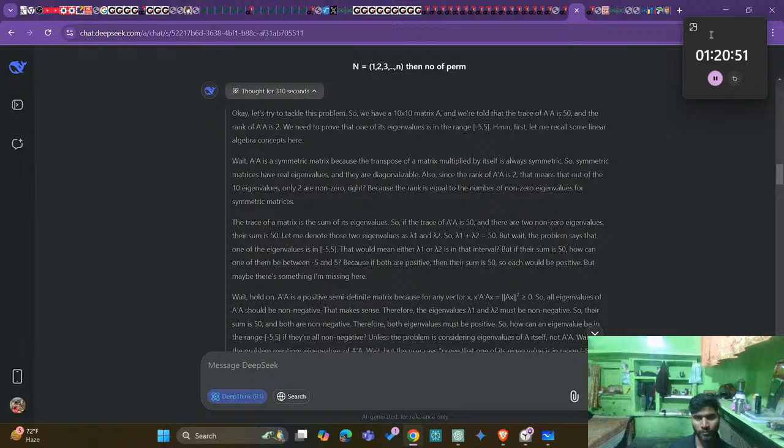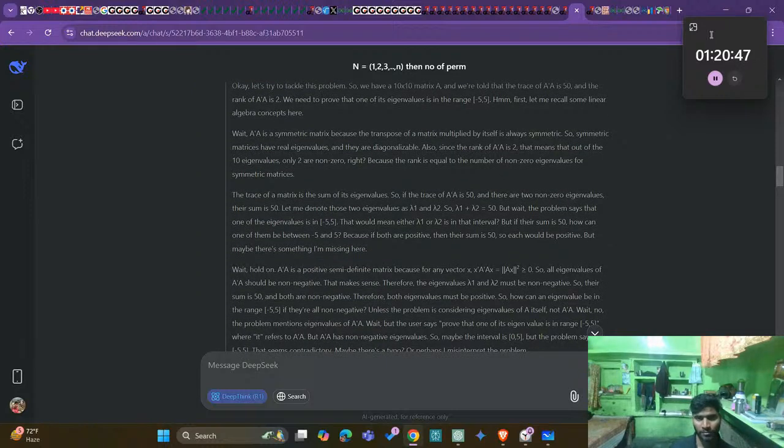But wait, the problem says that one of the eigenvalues is minus 5. That would mean that either lambda 1 or lambda 2 is negative. But if their sum is 50, how can one of them be minus 5? Because if they both are positive, then their sum is 50, so each would be positive. But maybe there is something I am missing here.